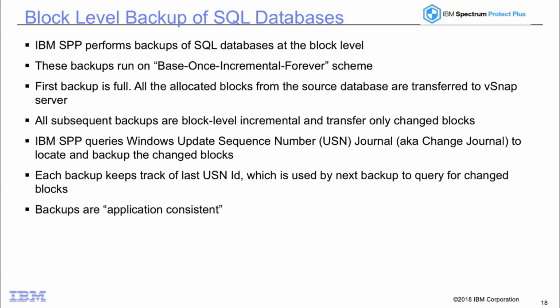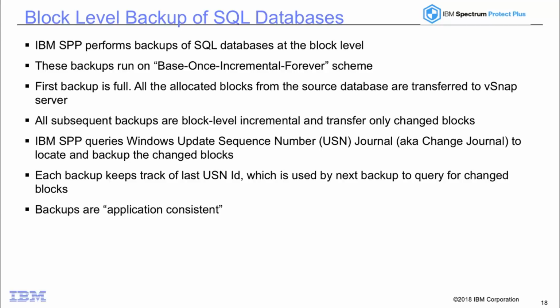So now the details of how SQL Server is backed up. Spectrum Protect Plus performs backups of SQL databases at the block level, and it's going to do an incremental forever backup of those SQL Server databases. The first backup is going to be a full, and all the allocated blocks from the source database are transferred to the vSnap repository.